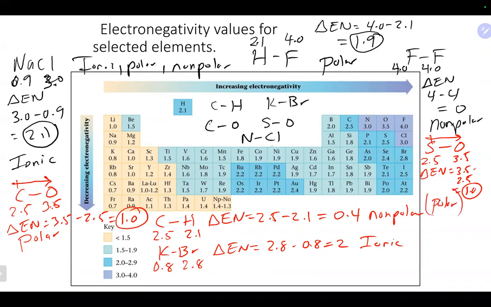And lastly, we have the NCl one, I believe. Nitrogen is 3.